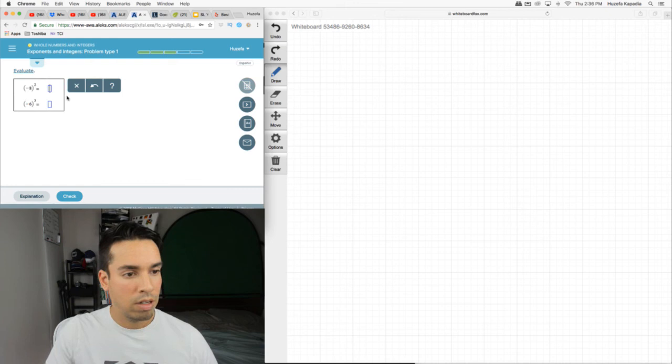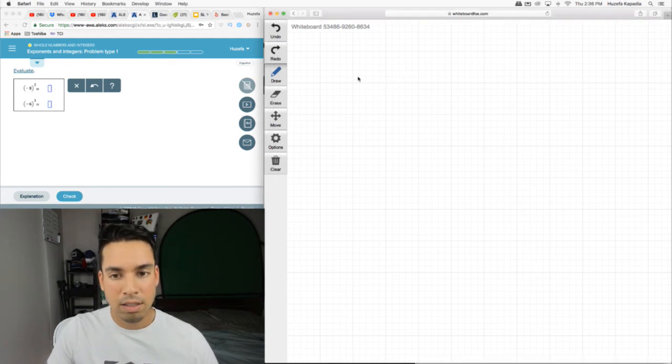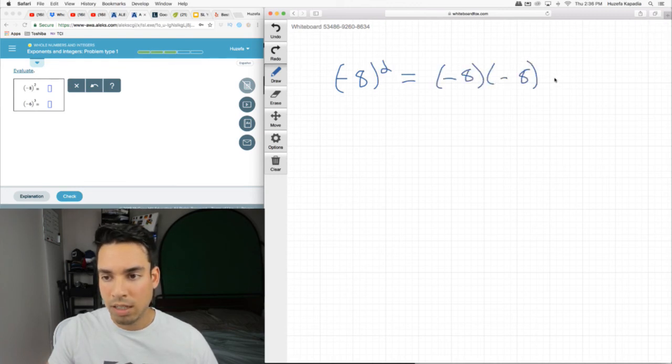Let's do this last one here. This is negative 8. It's negative 8 times negative 8. The two negatives cancel out and give us a positive 64.